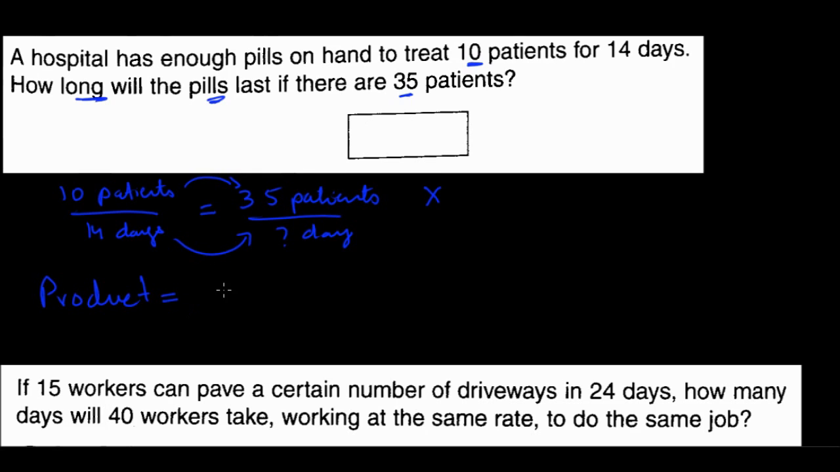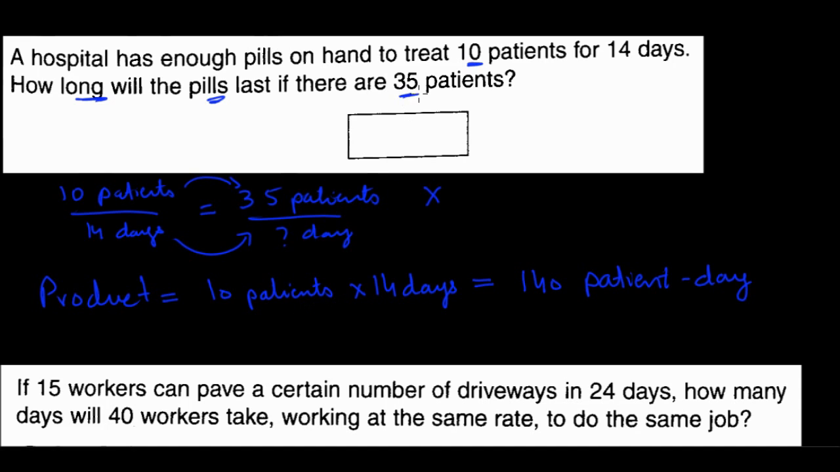So you have to look at this product of 10 patients and 14 days, which comes out to be 140 patient days. So this tells you the supply of pills at that hospital. It has a supply that can last for 140 patient days. What's a patient day? Well, that's how many pills one patient needs in a day. So if I had only one patient, that hospital can serve that one patient for 140 days. But if I have two, then it would be half of that. That would be 70 days.